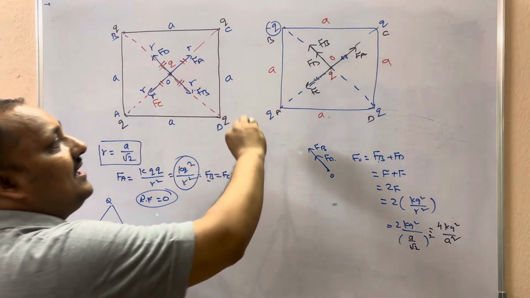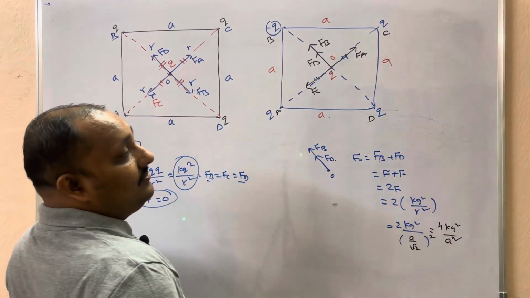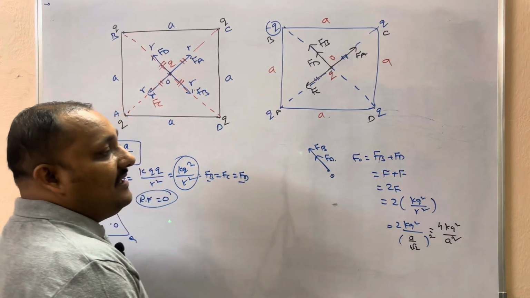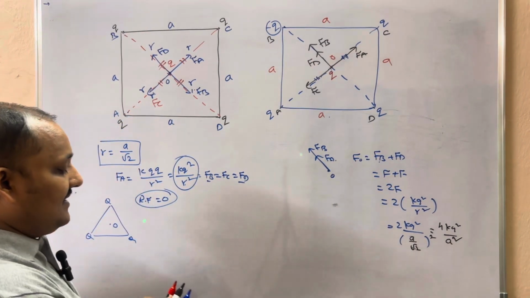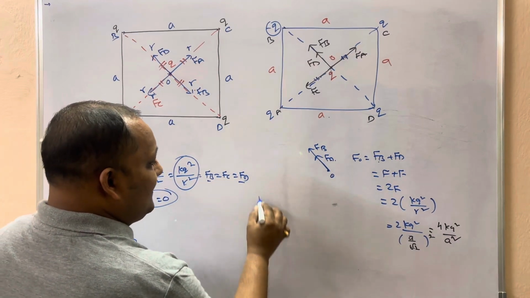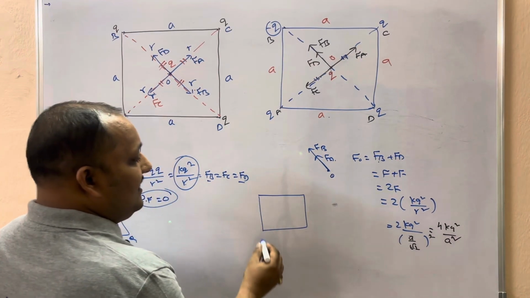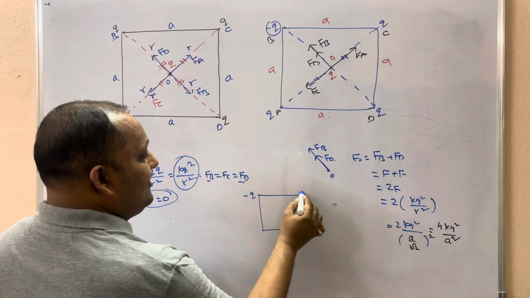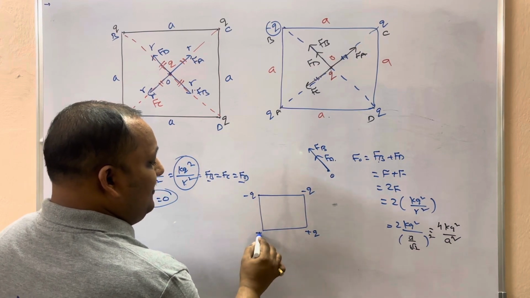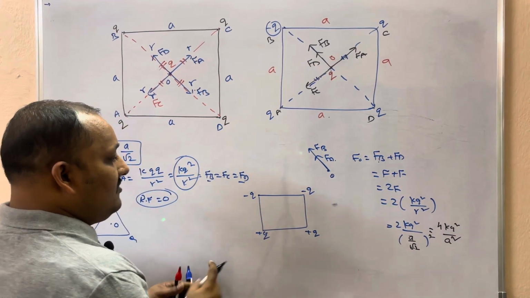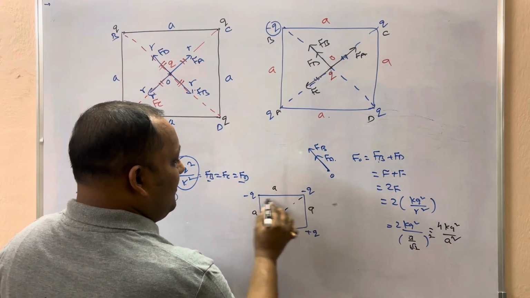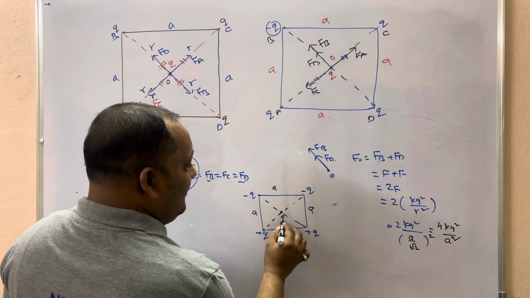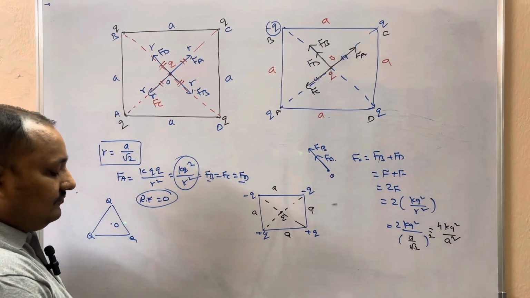Like this, you can take two charges negative. If you practice, you will get more problems on this. If two charges are negative, I am doing it fast, you can try to say the answer. So minus q, plus q, plus q. All charges have the same magnitude, opposite sign. What is the resultant force at center?